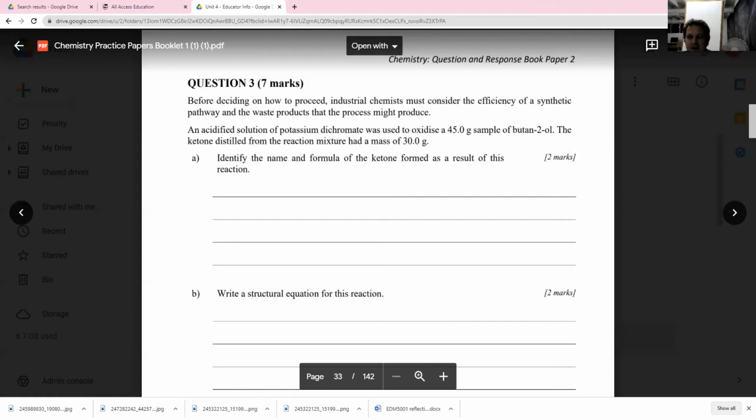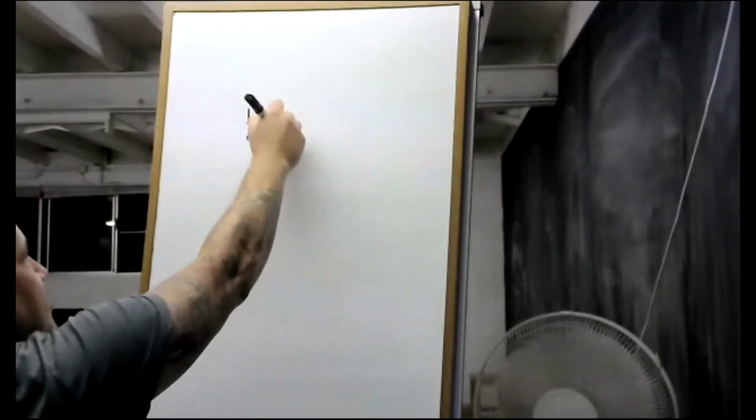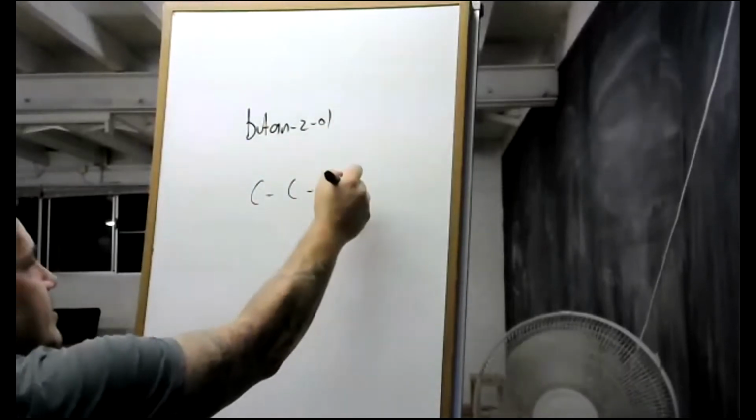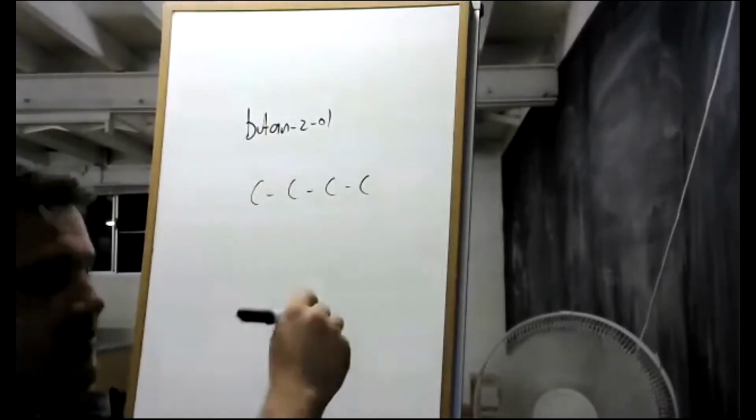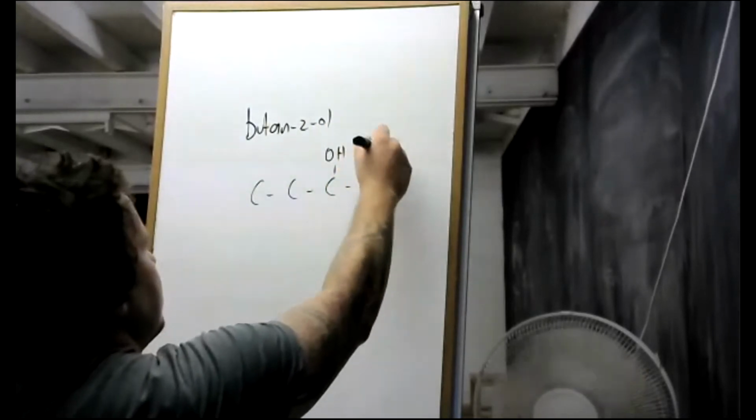So when we have an alcohol, especially a secondary alcohol, let's draw butan-2-ol. So carbon, carbon, carbon, so 4 carbons. We know the OH group is coming off the second carbon.